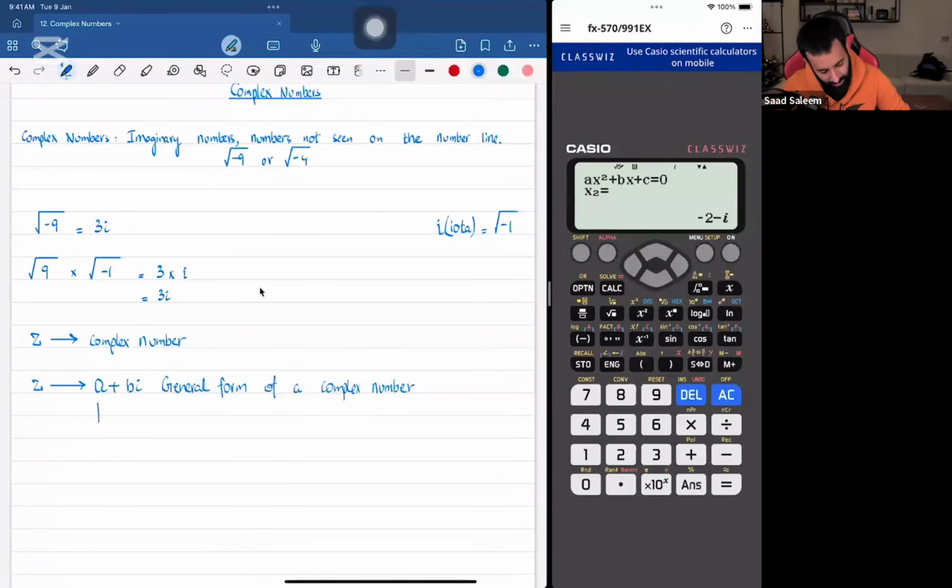Now a, as you can see, is the real component. You know how you have an x and y component? b, as you can see, is the imaginary component.